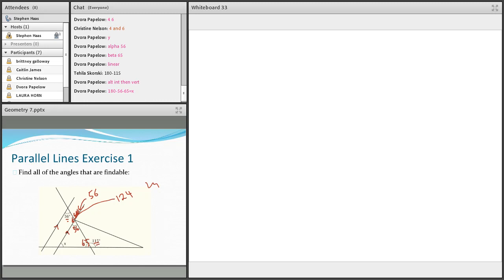So 115 equals 56 plus x. So 115 minus 56, which is, of course, 59. So we're going to say that x is 59. And again, we figured that out either because it's 180 minus 56 minus 65, or because 115 has to equal x plus 56. Either way, it's 59. Okay. What other angles can we get? Can we get the third angle in the triangle?